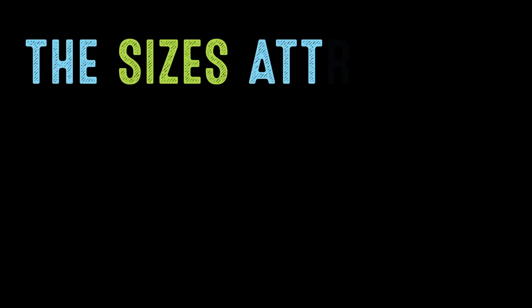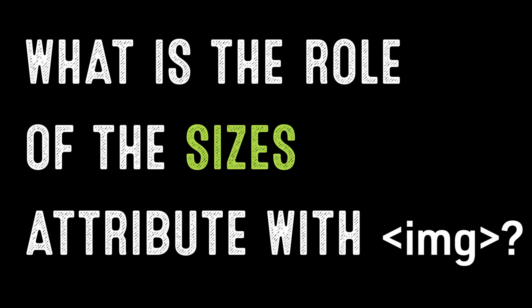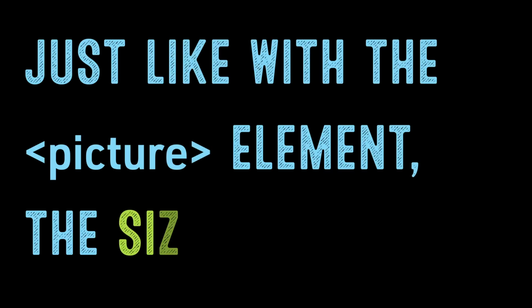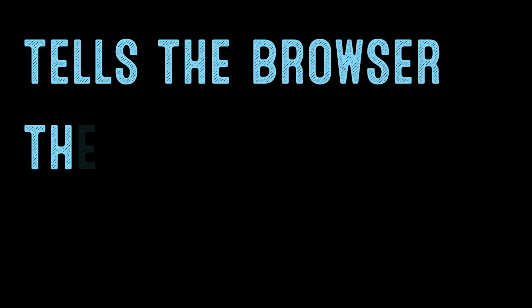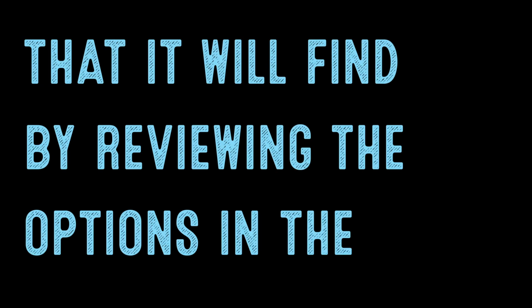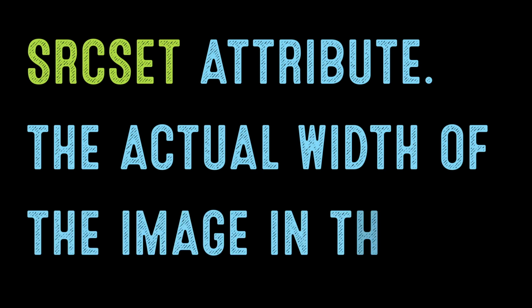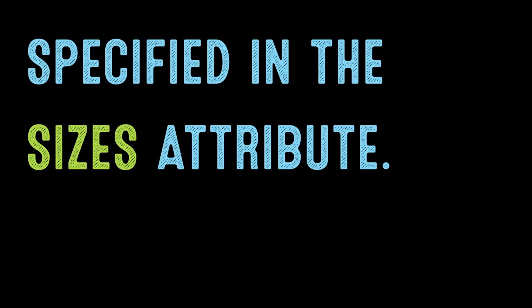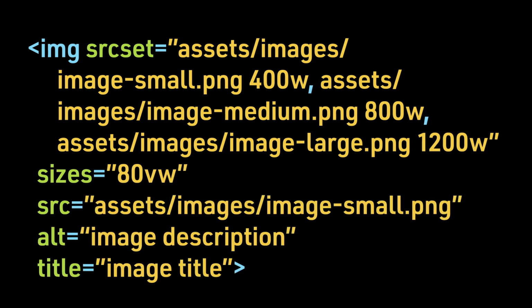The sizes attribute. What is the role of the sizes attribute with image? Just like with the picture element, the sizes attribute tells the browser the widths for the image layout when used with the image element. A placeholder space is being created that the browser needs to fill with an image that it will find by reviewing the options in the source set attribute. The actual width of an image in the source set will not matter. It will display at the size specified in the sizes attribute. Here is an example of the sizes attribute in use.